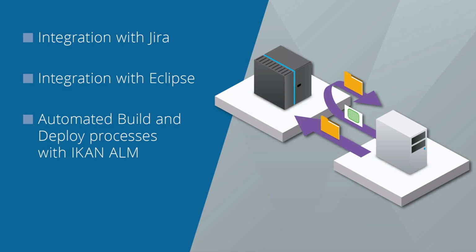For the purpose of this demo, we will create a new issue in Jira, make a modification in Eclipse and link that modification to the appropriate issue, execute a build from within Eclipse, check its details in IKAN ALM, and deploy the build to test.